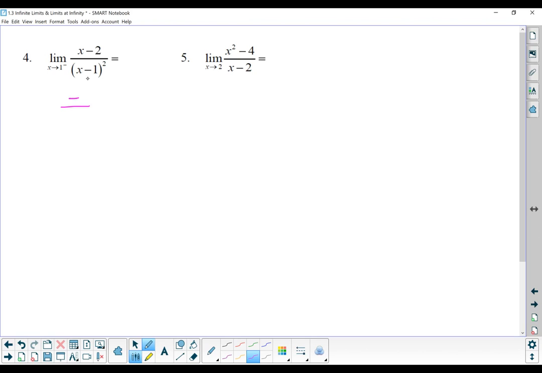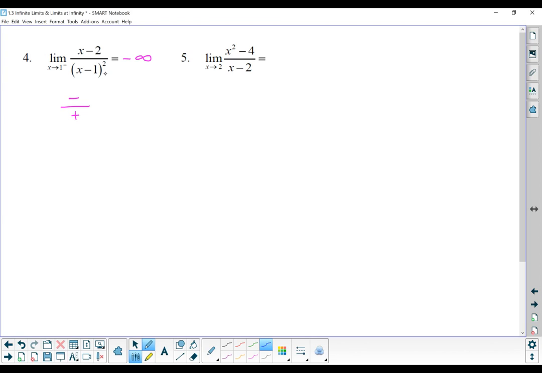And again, the bottom is always positive because it's a number squared. And when we square a number, it always becomes positive. So again, this is negative divided by positive as far as the signs go. So we would say this limit approaches negative infinity.